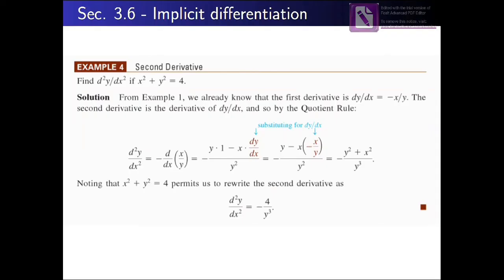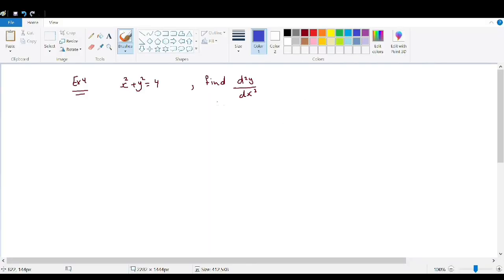Find the second derivative, which is d squared y over dx squared, if x squared plus y squared is equal to 4. So here we need to find the second derivative. To find the second derivative, we have seen from the previous example, which was example number 1, I think, that once we find dy over dx, it is equal to minus x over y. So now we need to find the second derivative. That means we need to differentiate this one again.